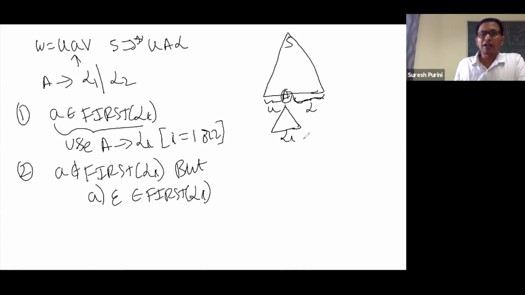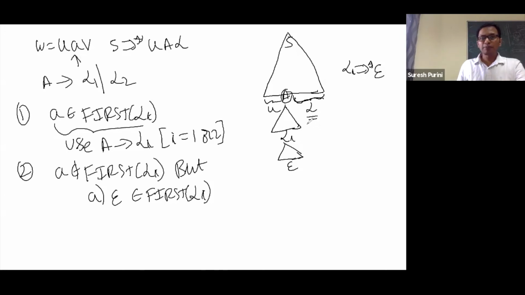But since epsilon belongs to first of alpha I, that means from alpha I we can generate epsilon. So this whole parse subtree can be squished to epsilon. This is all right, because the rest of the input string A beta might still be generatable using the alpha that is present here.